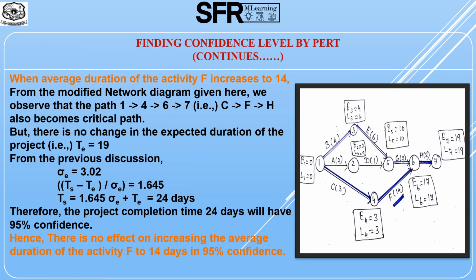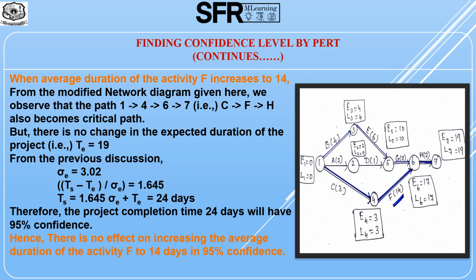For the last question, we have to find the effect of increasing the duration of the activity F to 14 days. Note that in the previous discussion, the duration of F is 5. Now see the modified diagram with the new EI and LJ values given here. We observe that the path 1 to 4, 4 to 6, 6 to 7, that is C to F, F to H, also becomes a critical path now. But there is no change in the expected duration of the project, that is TE equal to 19 days.